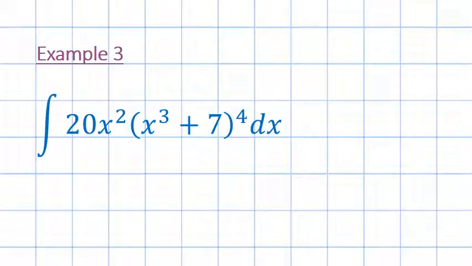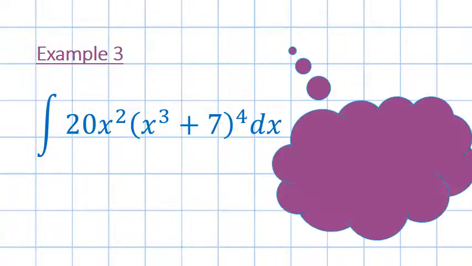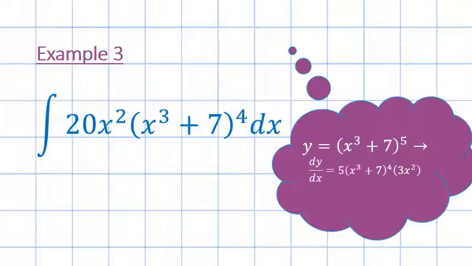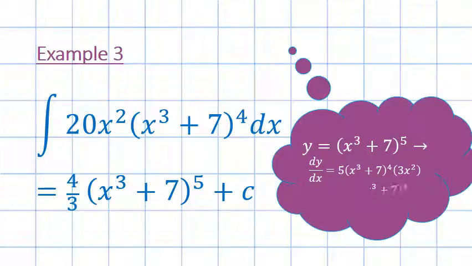Okay, this is example 4. So 20x squared bracket x cubed plus 7 all to the power of 4. This looks a little bit of a complex example, but let's just start off with the bracket. We'd raise the power, so that would give us x cubed plus 7 to the power of 5. When we differentiate that, we'd get 5 bracket x cubed plus 7 to the 4, and then we'd have to multiply it by the bracket differentiated, which is 3x squared. So that would give us 15x squared bracket x cubed plus 7 to the 4.